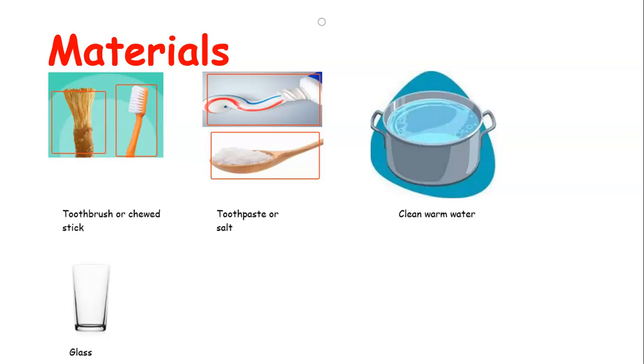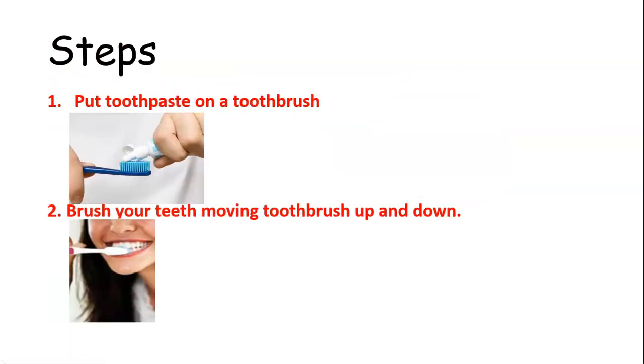The other material that is needed is clean and warm water. You make sure the water is clean. Don't use dirty water to clean your teeth. And the last thing that you need is a glass. So what are some of the steps that we should follow while cleaning our teeth?